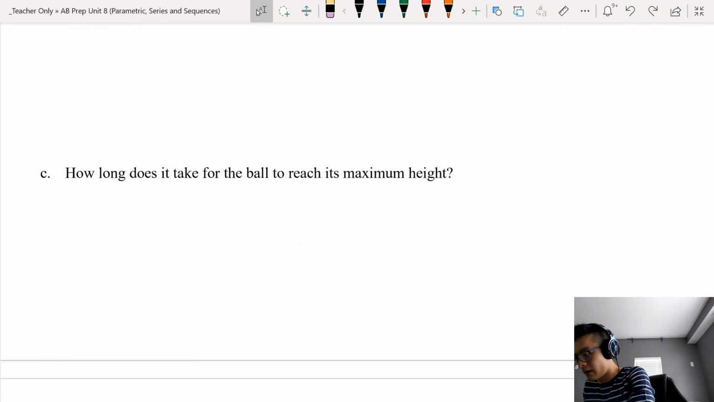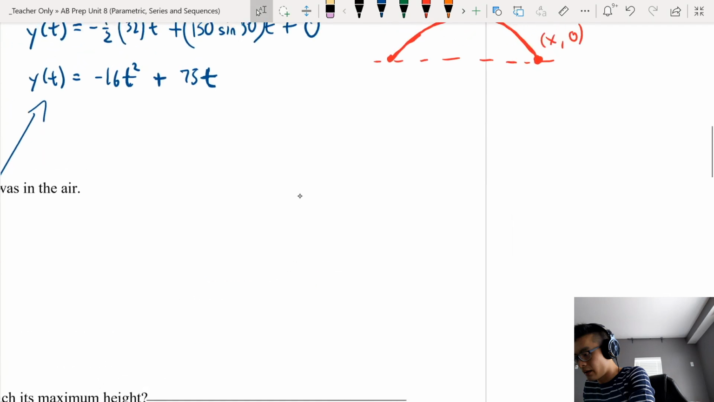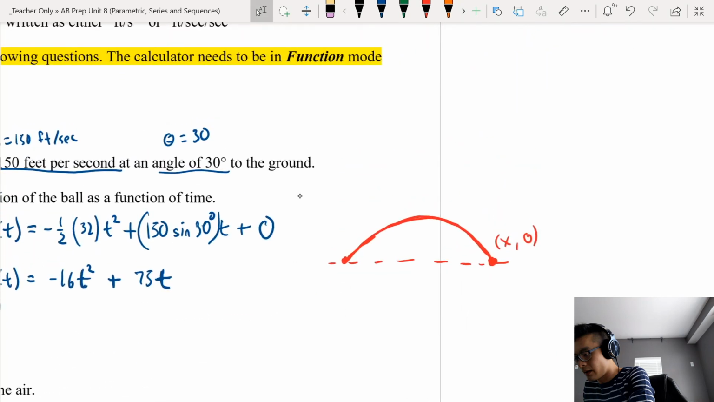See, how long does it take for the ball to reach maximum height? So again, you might be like, oh, how long? That's time, right? Yeah, it is time, right? But it's also saying maximum height. So let's go back to our diagram. What does it mean for the ball to reach maximum height? Oh, well, in a quadratic, this is what we call the vertex, right? Or the maximum, relative max, relative min, whatever you want to call it. We're going to call this the vertex, right?